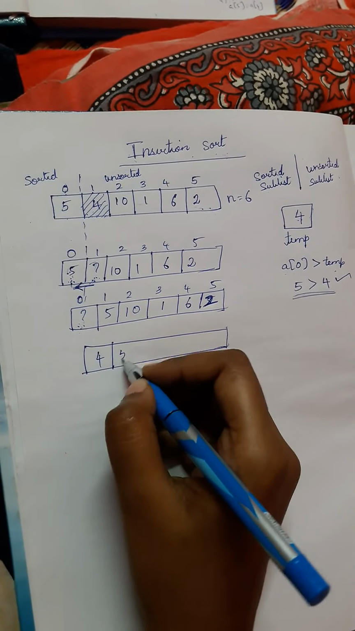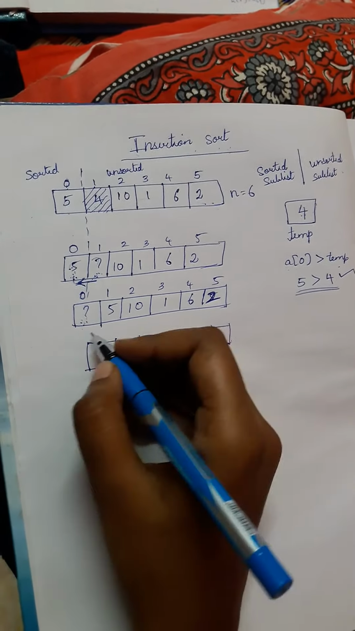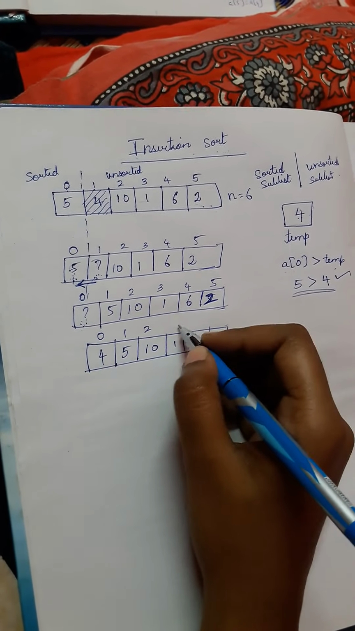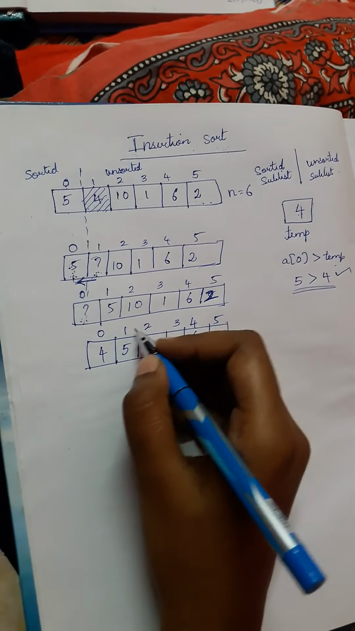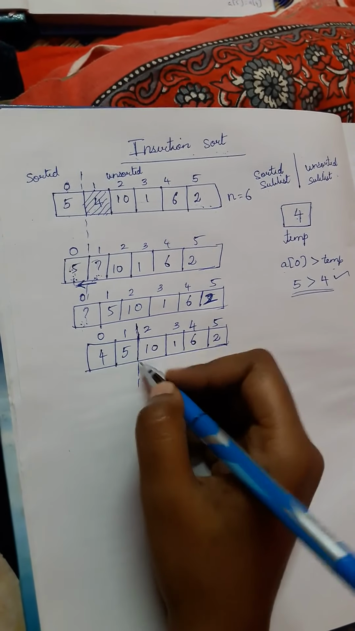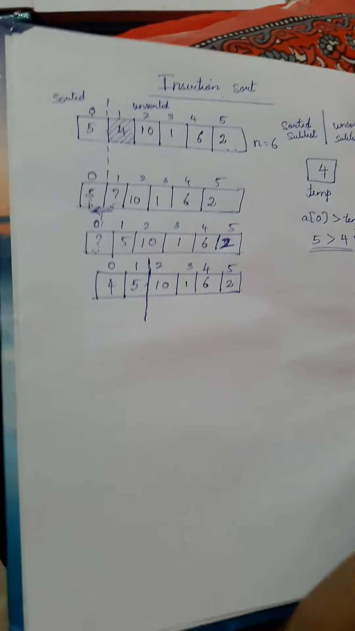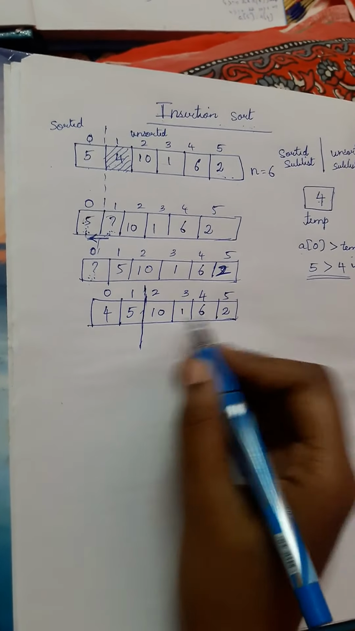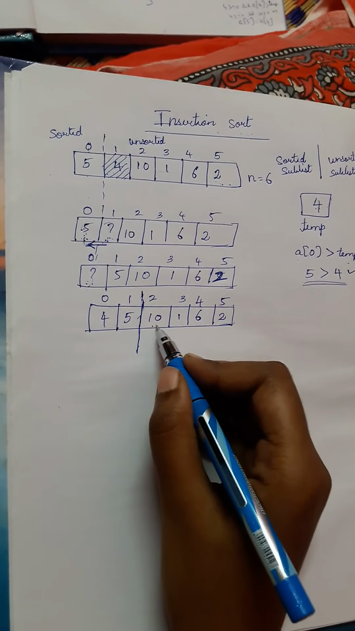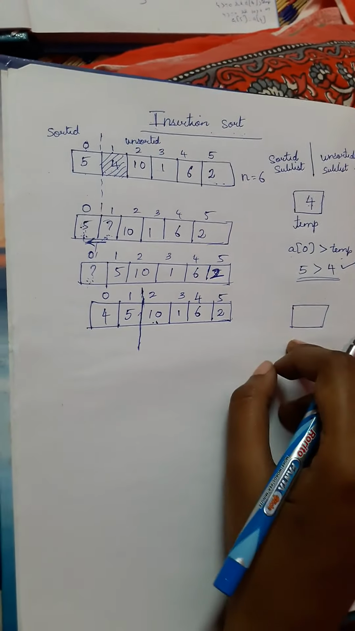4, 5, 10, 1, 6 and 2, with indices 0, 1, 2, 3, 4 and 5. So till this it is sorted. Now we are going to split this again. So this is a sorted array and this is an unsorted array. Okay, listen properly. Again we are going to store this 10 in the temp place. Okay, 4 has been inserted, so temp will be empty.